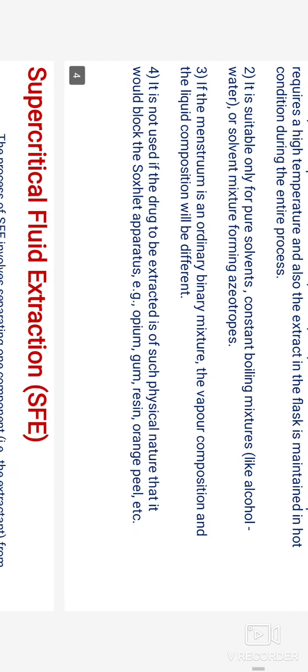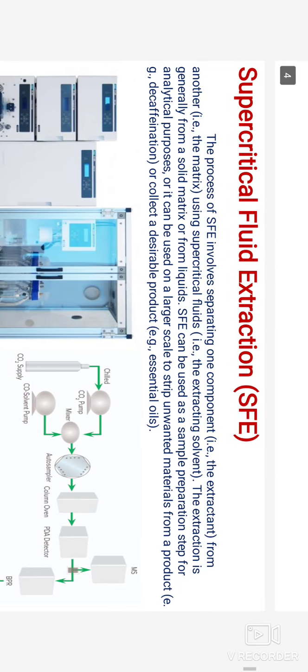And the fourth one, it is not used if the drug to be extracted is of such a physical nature that it would block the Soxhlet apparatus. Examples are opium, gum, resin, orange peel. So these are the limitations of the Soxhlet extraction technique or continuous hot extraction technique.